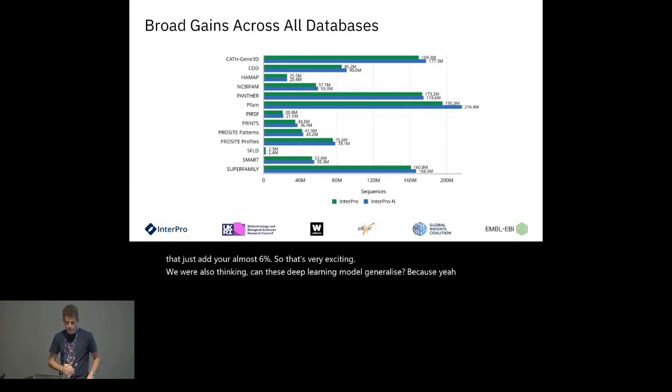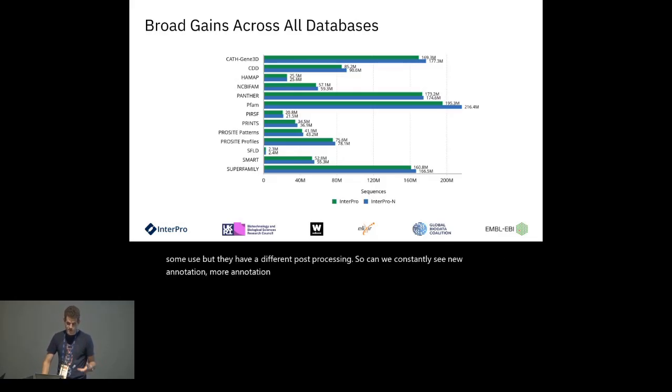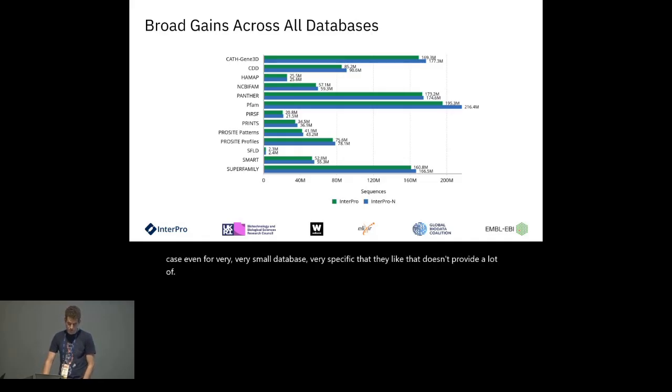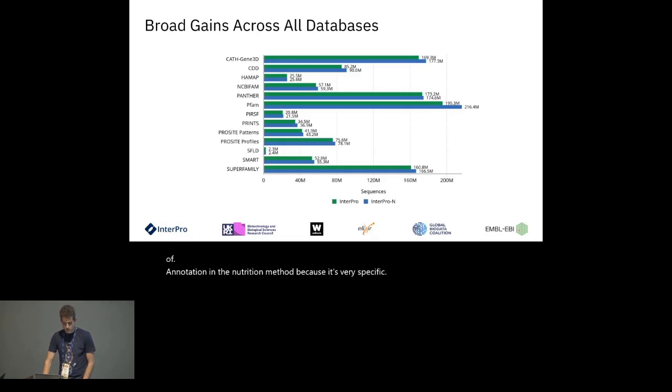We're also thinking, can this deep learning model generalize? It's a good thing to have new annotation for PFAM, but not all member databases in InterPro use HMMs, and some use HMMs but with different post-processing. So can we consistently see more annotation across all the member databases in InterPro? And yes, that's the case. Even for a very small, very specific database like SFLD, which doesn't provide a lot of annotation with the traditional method, InterPro N detects and predicts more annotations.